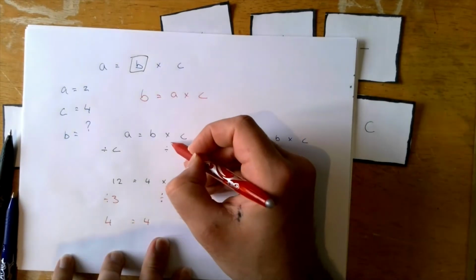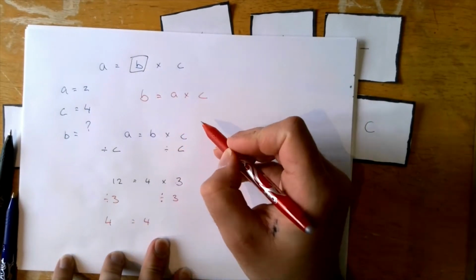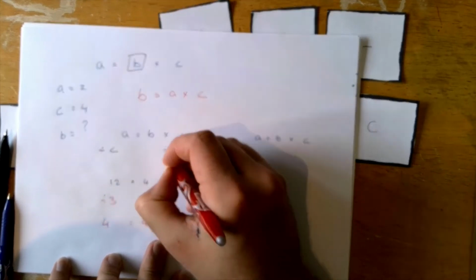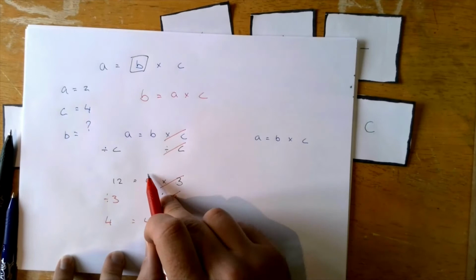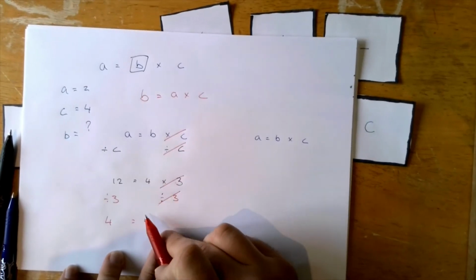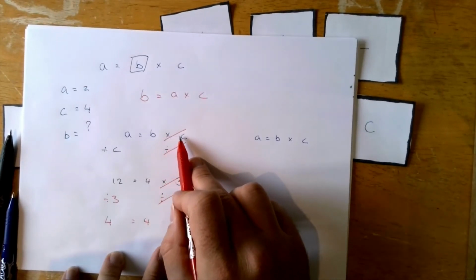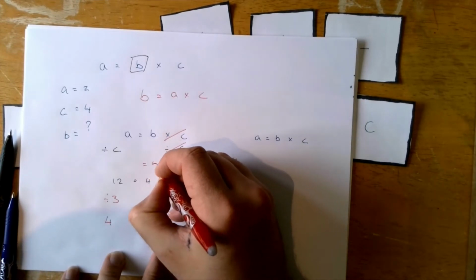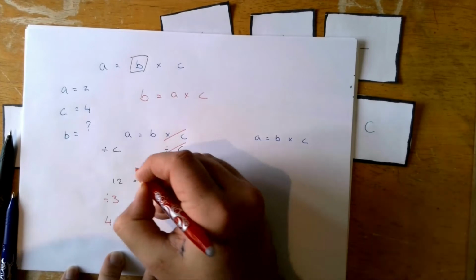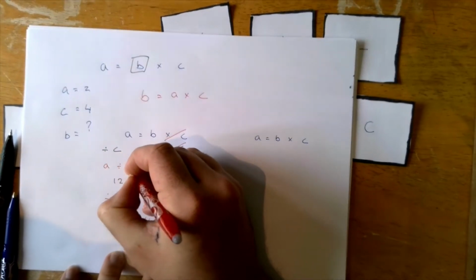Up here, I divided both sides by c. What I can do is just cancel out whatever term I divided by itself. And that's the same thing. 4 multiplied by 3 divided by 3 is still 4. b multiplied by c divided by c will be equal to b. On the left hand side, I'll have a divided by c.